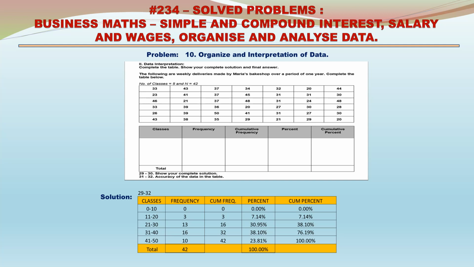Cumulative frequency: 0, 3, 16, 32 and 42. Percentage: 0%, 7.14%, 30.95%, 38.10%, 23.81%. All is complete, 100%. Cumulative percentage: in the first class 0%, up to the second class 7.14%, up to the third class 38.10%, up to the fourth class 76.19%, up to the fifth class 100%.